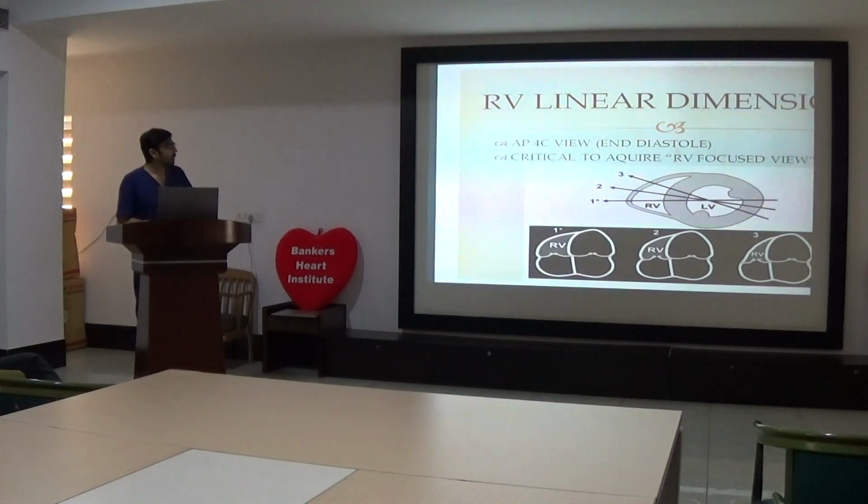In assessment of the RV, there is no uniform criteria to acquire the view. Some probe may be delineated this way, and this covers the LV, mitral valve, septum, and tricuspid valve. But if we go through linear this way, the tricuspid valve is not aligned in this way. So there is no uniform parameter, so it is difficult to assess.